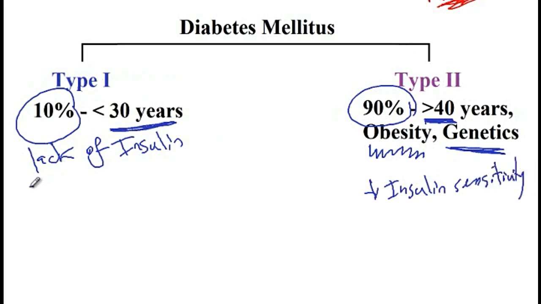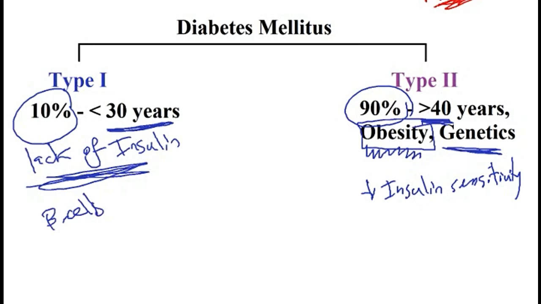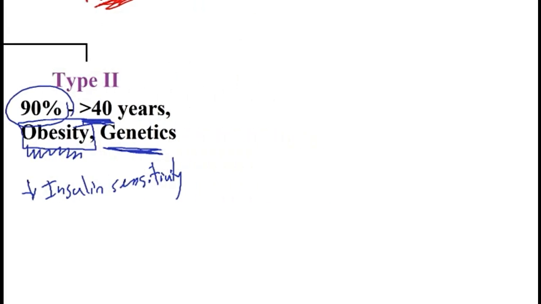So for type 1, there is lack of insulin production because of the destruction of the beta cells in the islets of Langerhans, while in type 2 there is decreased insulin sensitivity, which is associated with obesity. So with type 2, usually people, if they lose weight, can gain back their insulin sensitivity and then they would be normal. I would also like to go over the pattern of insulin production with type 2.